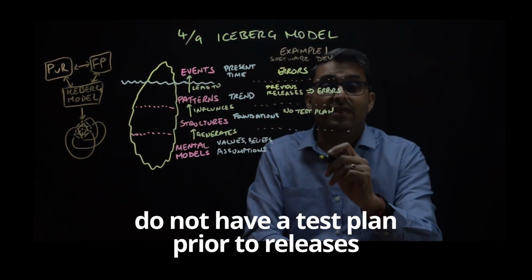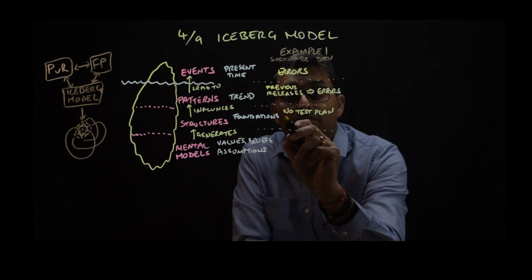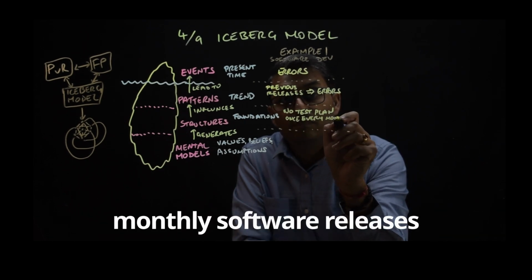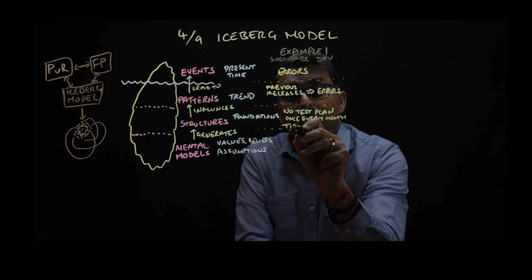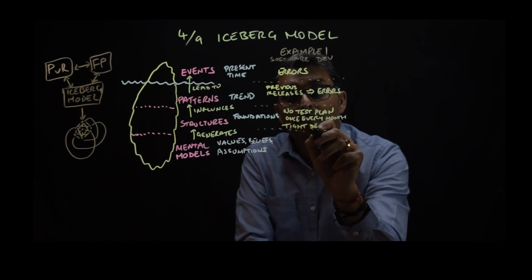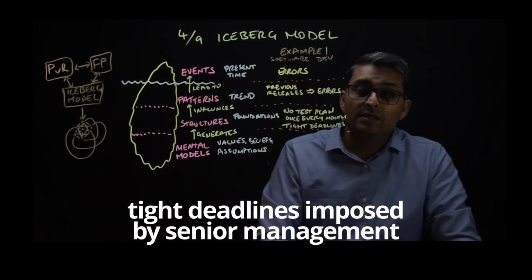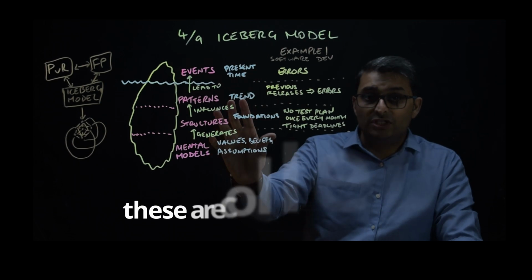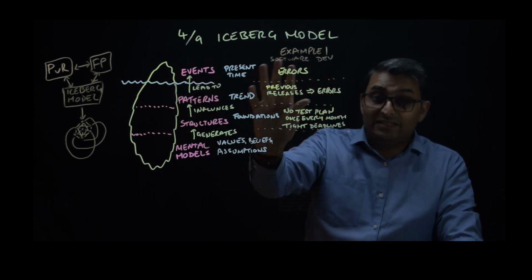We also realize that they are releasing software updates fairly regularly, once every month. And due to this, there are tight deadlines imposed by senior management. So the lack of a test plan, the frequency of releases, and tight deadlines are collectively the structure that is in place, and that's contributing to these errors or the patterns above it.